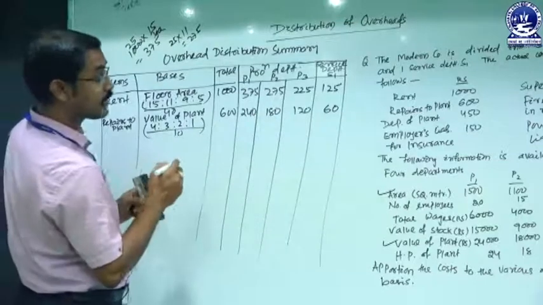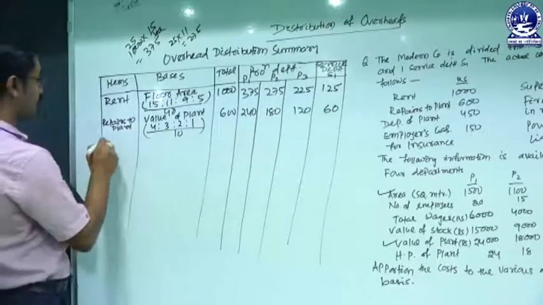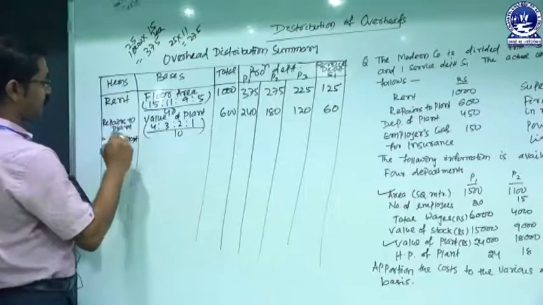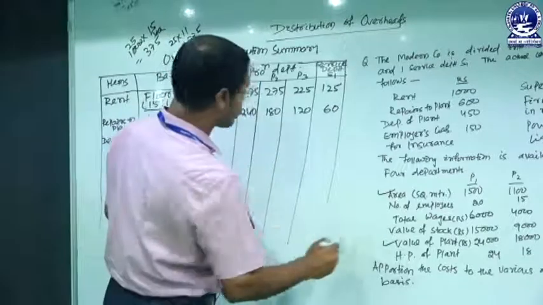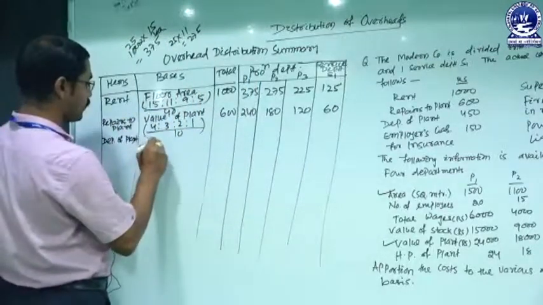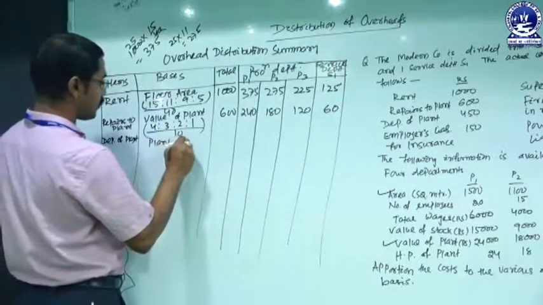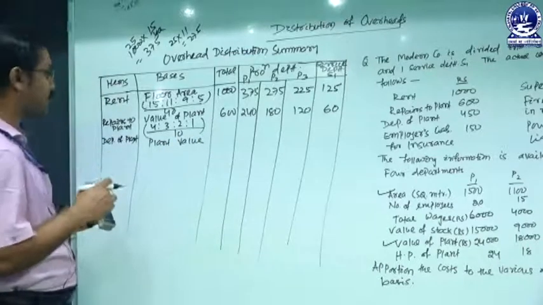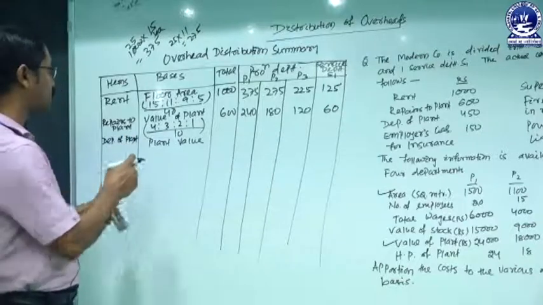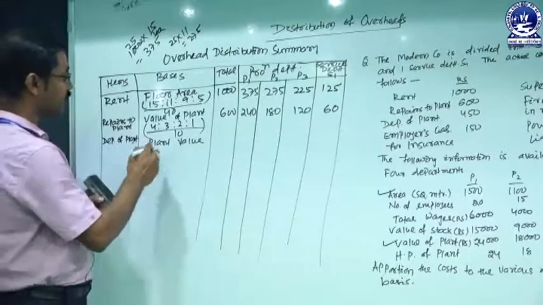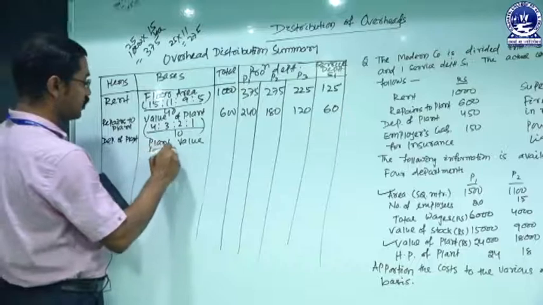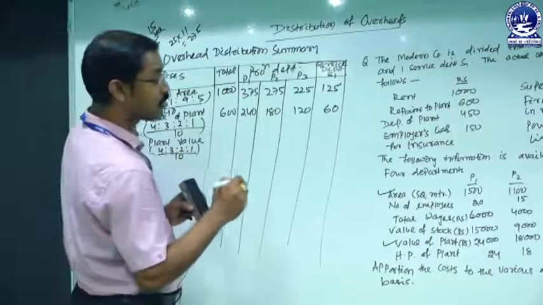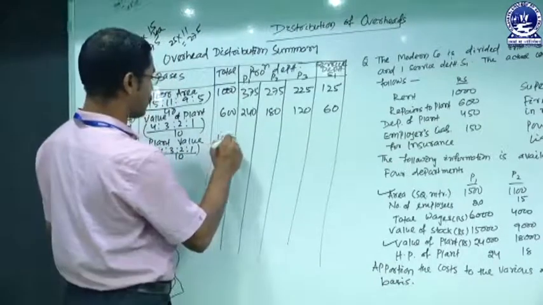Then the next item is depreciation of plant. It is also distributed on the same base, that is plant value. Because depreciation of a plant means we charge depreciation on the plant, so we take the most suitable base, that is plant value. So here the same base, 4:3:2:1, applies. The amount of depreciation is 450.